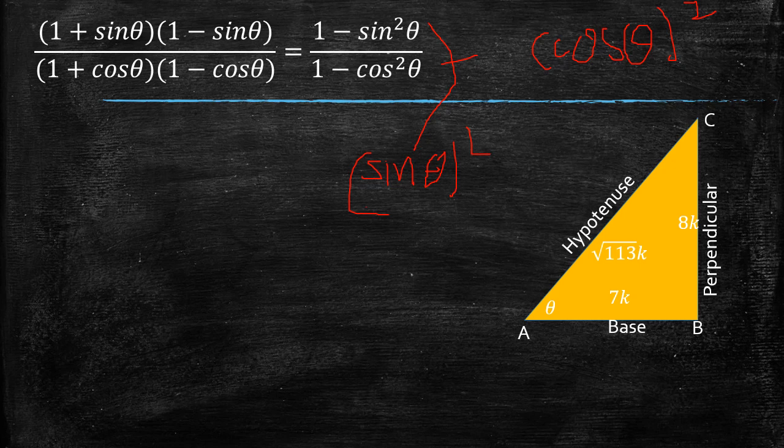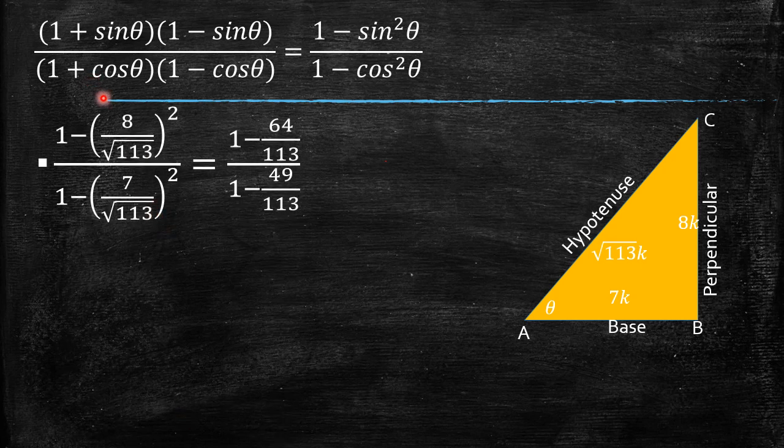Okay, so now let us put the values. By putting the values, we get 1 minus (value of sine theta is 8 upon under root 113) whole square, upon 1 minus (7 upon under root 113) whole square. When we solve this, we get 1 minus 64 upon 113, upon 1 minus 49 upon 113, since the square of under root 113 is 113. Now solve this.